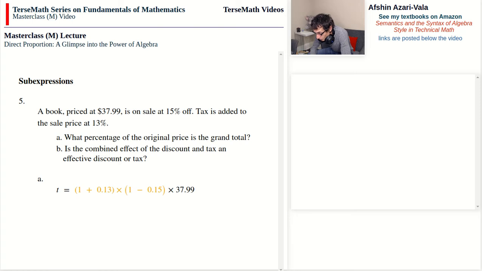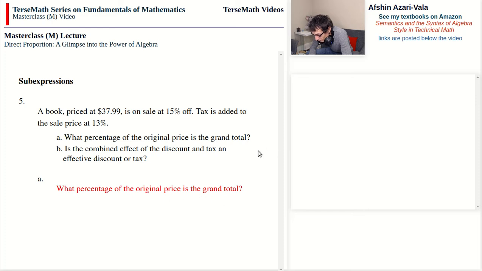Now, the key to solving part A is to take a look at what I have highlighted here, the 2 brackets, 1 plus 0.13 times 1 minus 0.15. The answer to part A is in the result of calculating what I have highlighted here. And let's see how that works. How is it that if we take 1.13 and multiply it by 0.85, we will end up answering part A? Now, to explain how that comes about, let's take a look at the question one more time. In part A, what percentage of the original price is the grand total? So I have repeated that here.